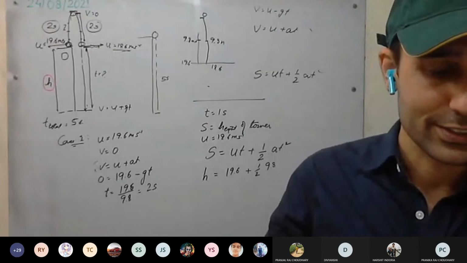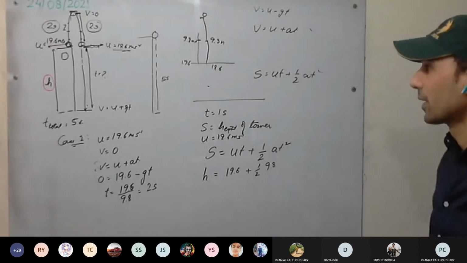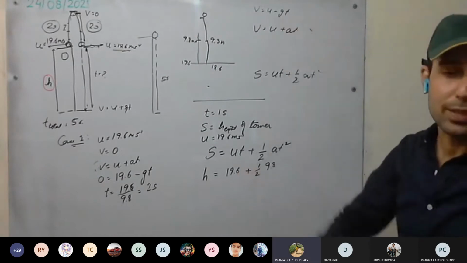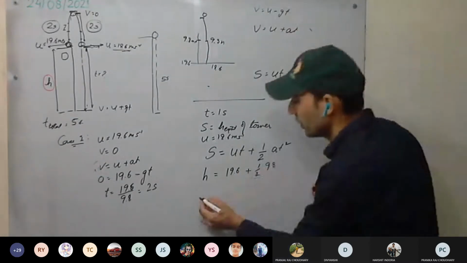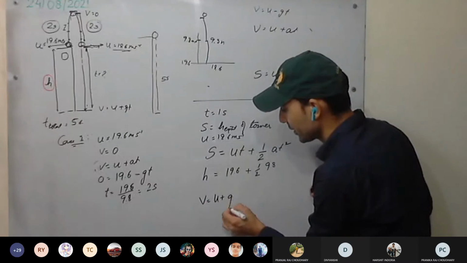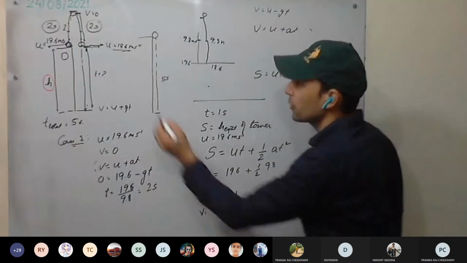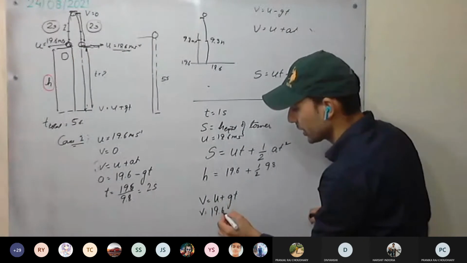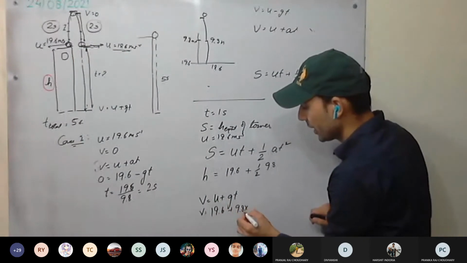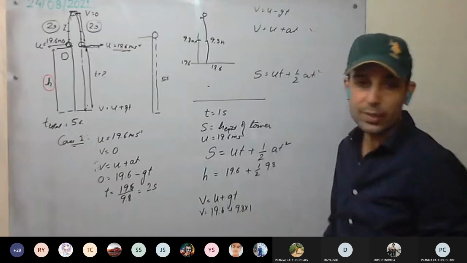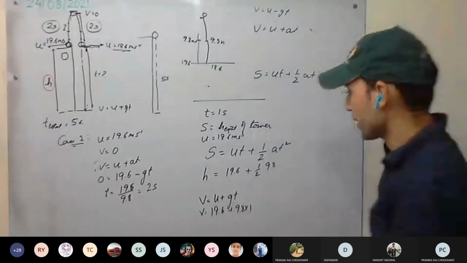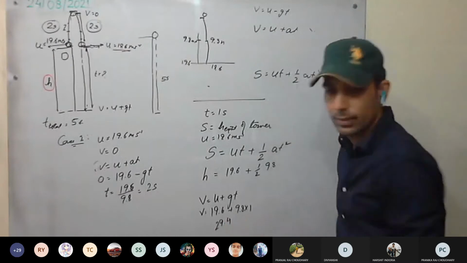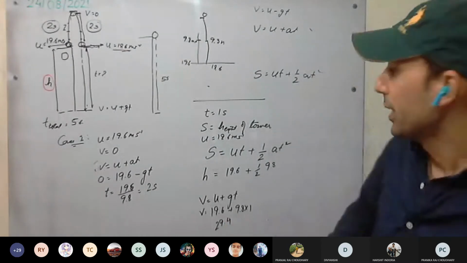Velocity of the ball on reaching the ground. You can use the first formula, V equal to U plus GT. If you are considering this as the initial position, it means U will be how much? 19.6. G will be 9.8 into 1 second. 27 point something, 29 point something you will get. 29.4. 29.4 meter per second. It's up to you.